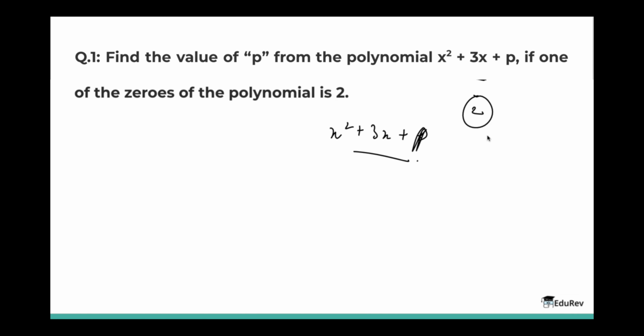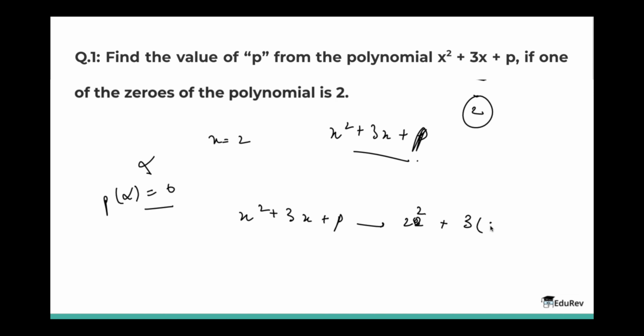is 2. As 2 is the zero of a polynomial, we know that if alpha is a zero of a polynomial p(x), then p of alpha is also equal to 0. And substituting x equals 2, x square plus 3x plus p becomes 2 to the power 2 plus 3 times 2 plus p, which is equal to 0. If I solve this, it will be 4 plus 6 plus p equal to 0, and p is nothing but minus 10. How simple it is, right?